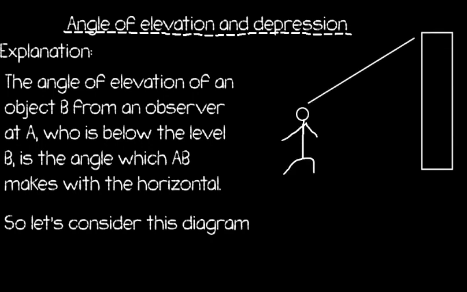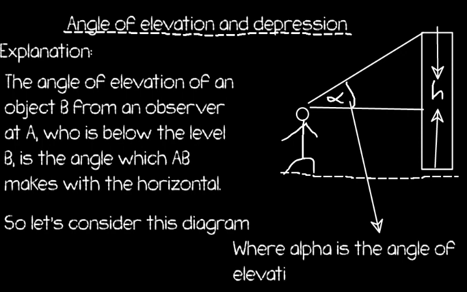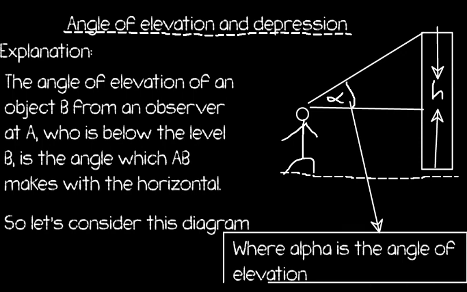So let's consider this diagram. As you can see, the man is viewing the top of the tower. It makes an angle of elevation of alpha. That's what I've represented there.